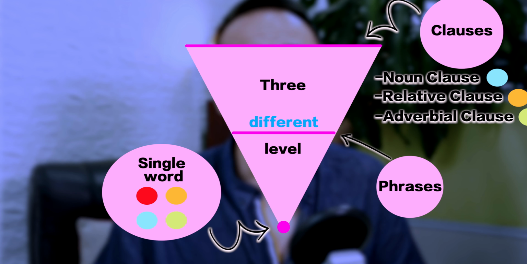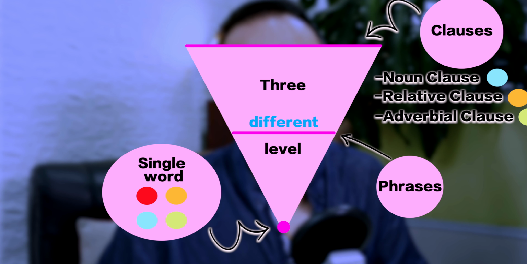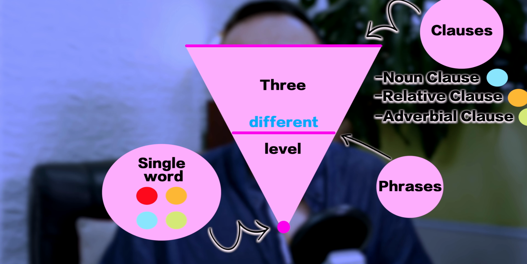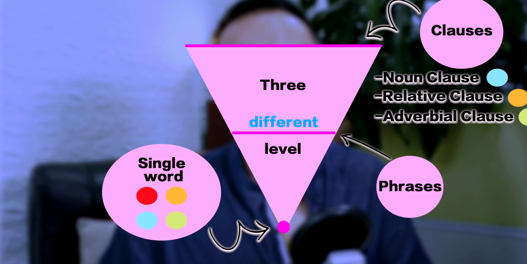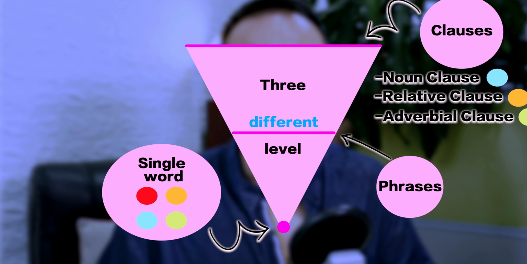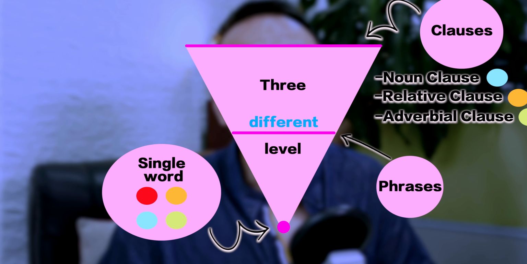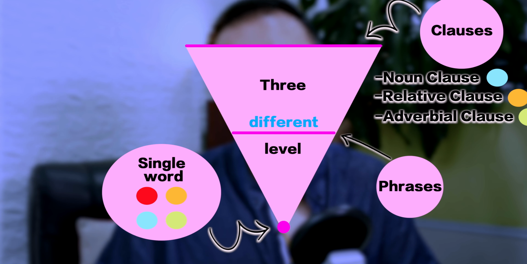And at the top of the triangle is clauses. Clauses are a complete sentence in another sentence. It could function as a blue, as a yellow, or as a green. When it functions as a blue, we call it a noun clause. When it functions as a yellow, we call it a relative clause. And when it functions as a green, we call it an adverbial clause.